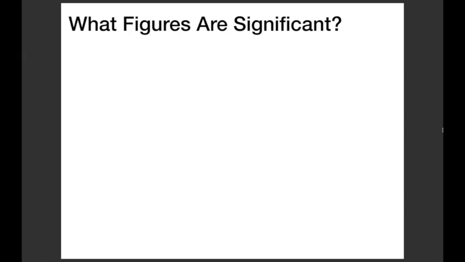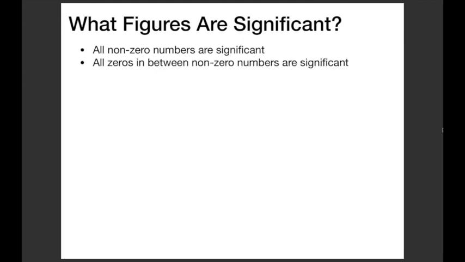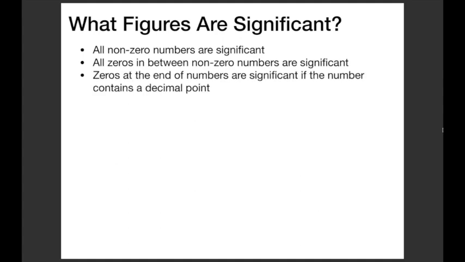There are well-defined rules for determining the number of sig figs in a value. I will go through the rules first and then give several examples. The first rule is that all non-zero numbers are significant. The second rule is that all zeros in between non-zero numbers are significant. The third is that zeros at the end of numbers are significant if the number contains a decimal point. Finally, zeros that are simply placeholder digits are not significant.